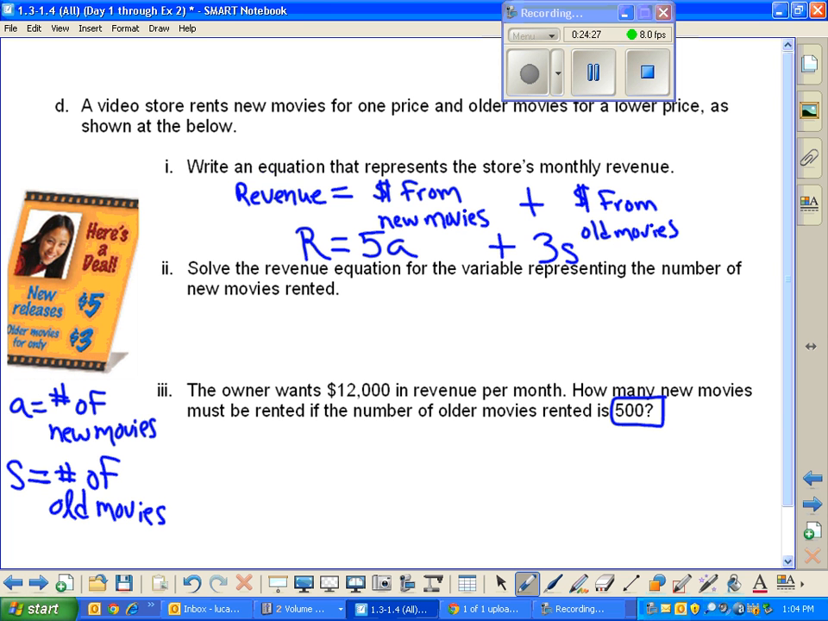Now I'm supposed to solve this revenue equation for the variable representing the number of new movies rented. So we have this simple equation right now. I'm actually going to toss this one out to you guys. We're supposed to solve for the number of new movies. So we need to solve this equation, just like we did in the warm-up problems. You need to solve that equation for A. Okay, so I'll go ahead and give you a second to do that.